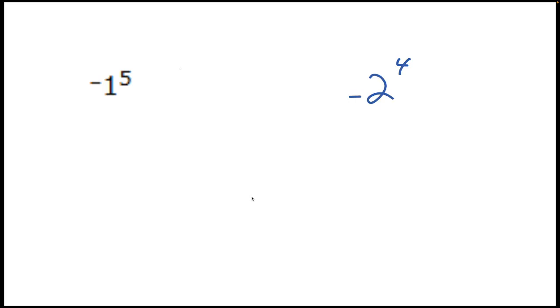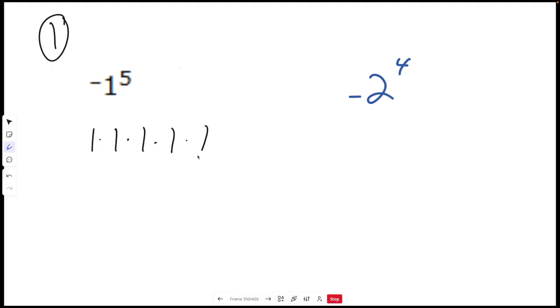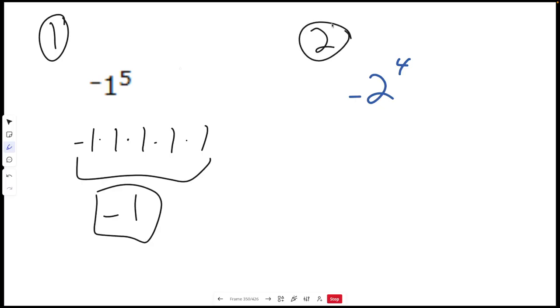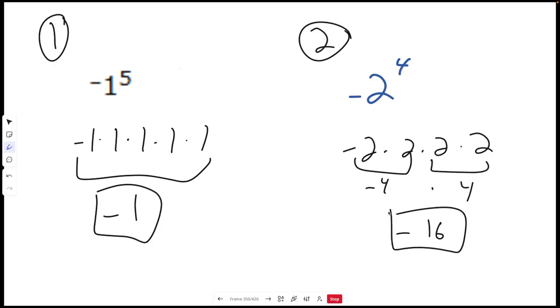Okay, now that you've had a chance to work these problems, let's take a look. For this problem on the left, number 1, you should have done 1 times 1 times 1 times 1 times 1 with a negative thrown in, and when you multiplied all of these out, you should have just gotten negative 1 final answer. For number 2, negative 2 times 2 times 2 times 2, this is negative 4 times 4, which is negative 16 final answer.